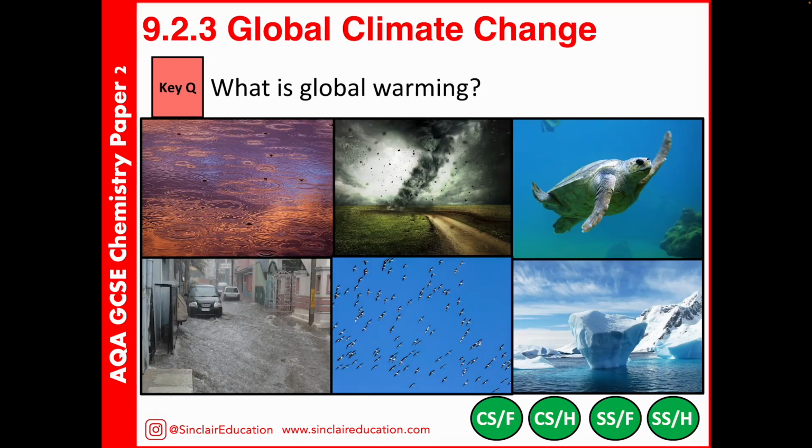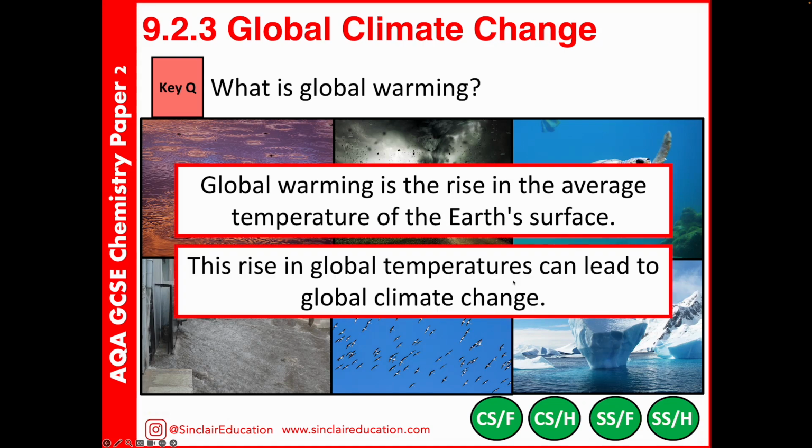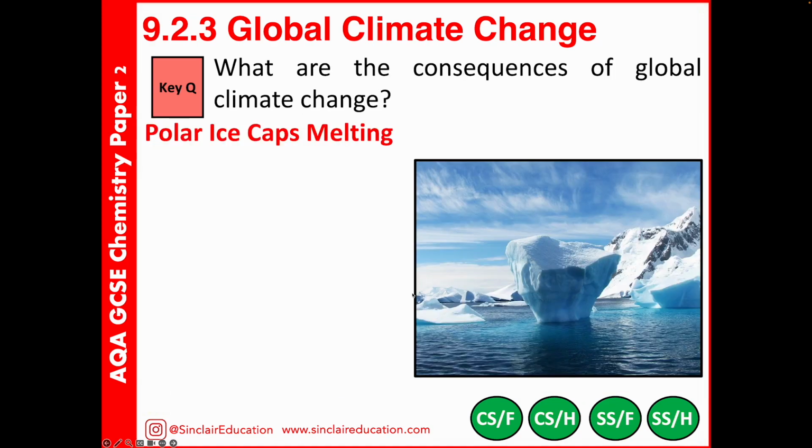With global warming itself though, this is when we see an average rise of the Earth's temperature on the Earth's surface, and this has consequences. If we have global warming and raising global temperatures, this can lead to global climate change, where our climate is then affected. The consequences of this can include polar ice caps melting.